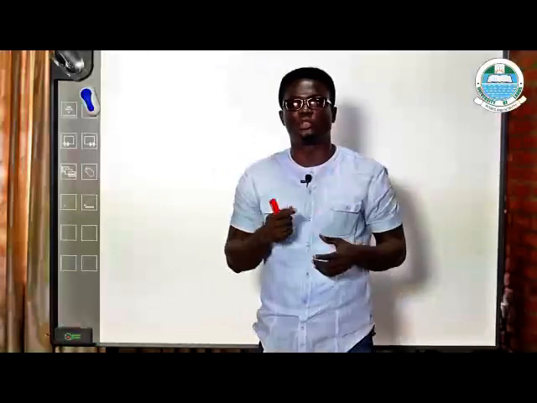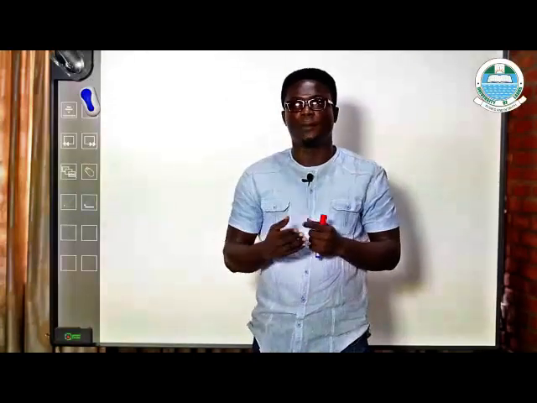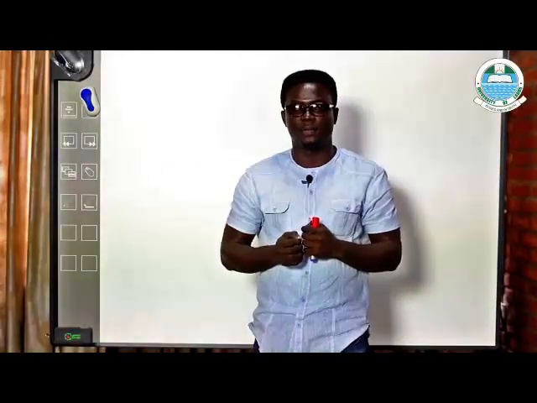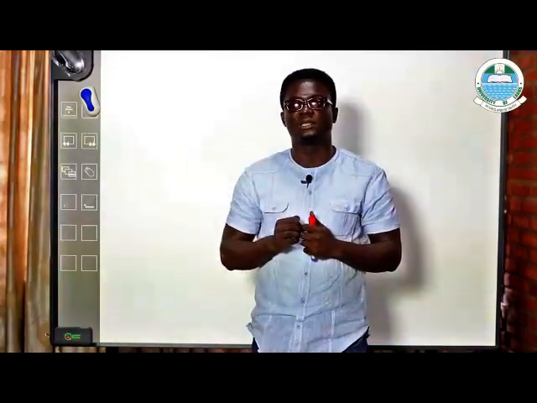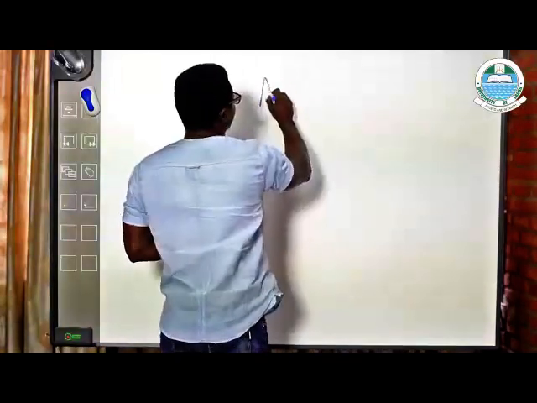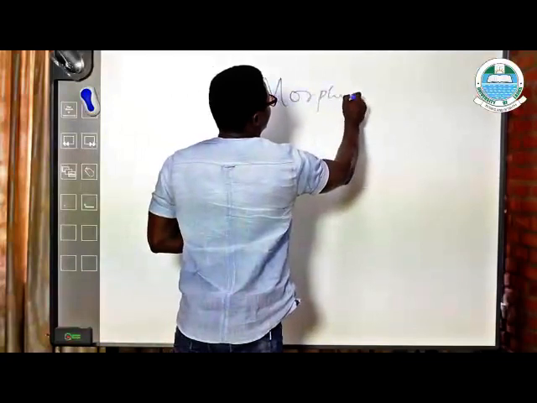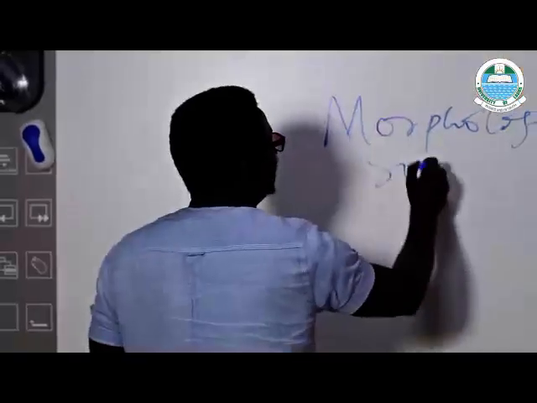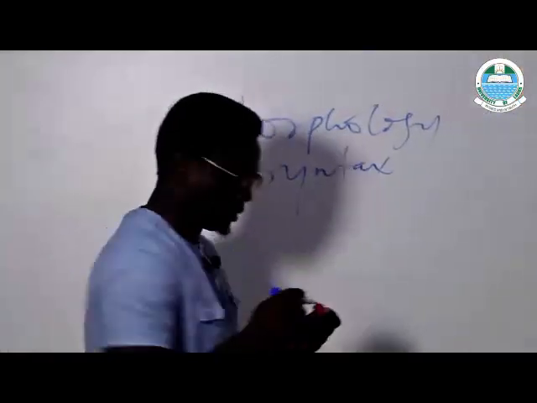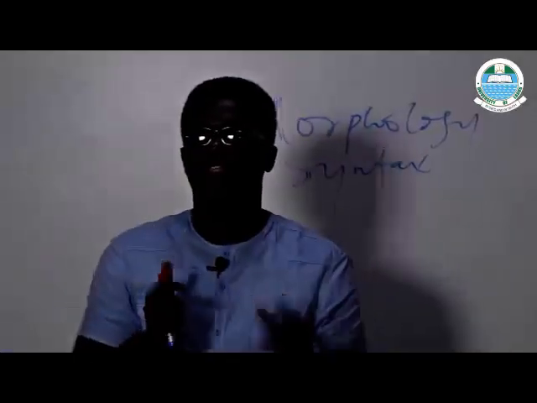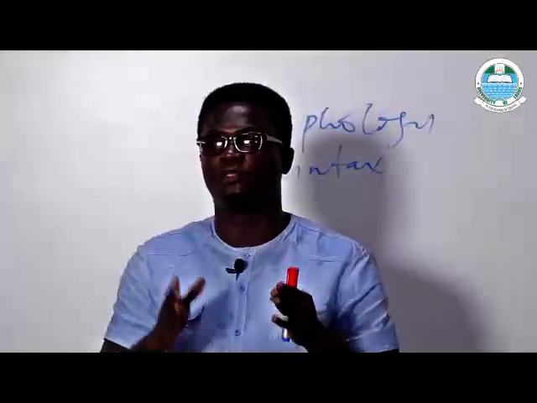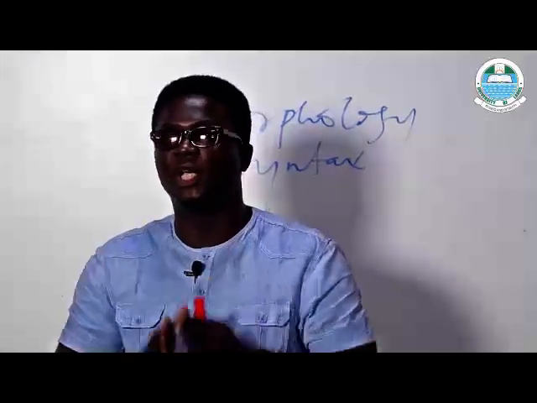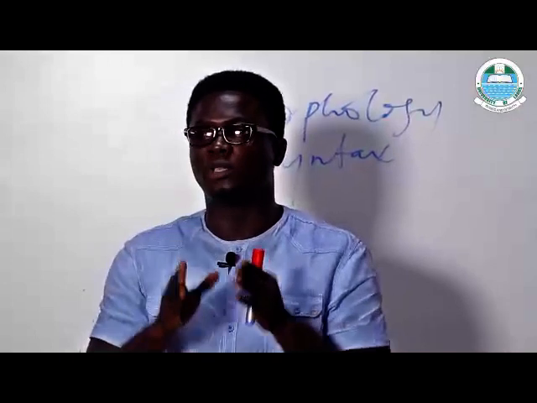Now, what are the divisions of grammar? When we talk about grammar, there are actually two parts to it: a part called morphology and a part called syntax. With morphology, we're dealing with the grammar of the word. So simply put, morphology is the study of word grammar.